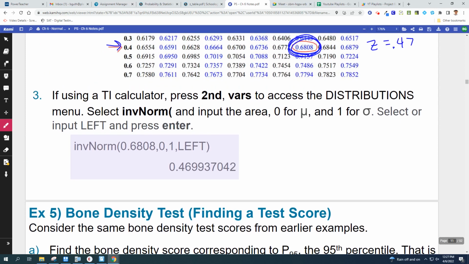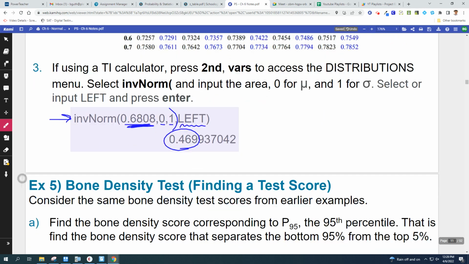So if using your TI, you've got a different formula, okay? This time it's inverse normal. And so you type in the area, you type in the mean and the standard deviation. Those of you with newer calculators are going to enter in this left. Some of you that have older calculators, it's not going to have that. And so you would just enter in those three. But notice if we type in that area, we get a z-score of 0.47. Okay, so keep that in mind.